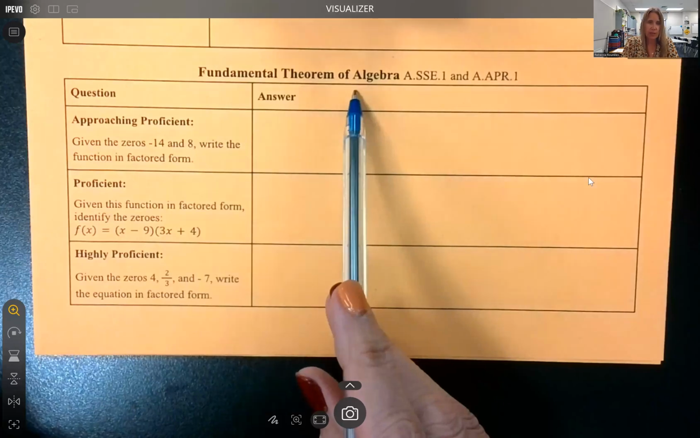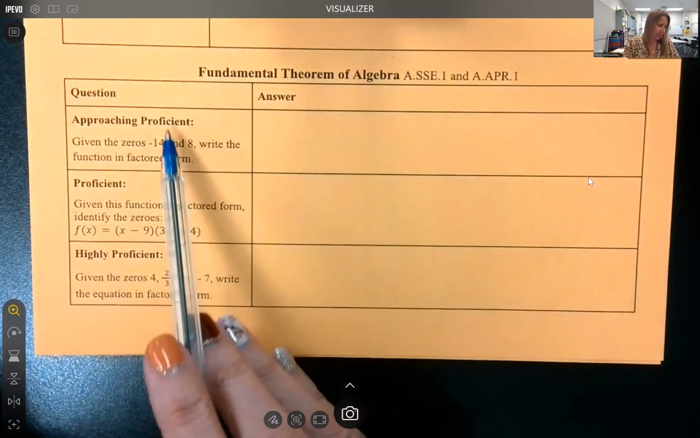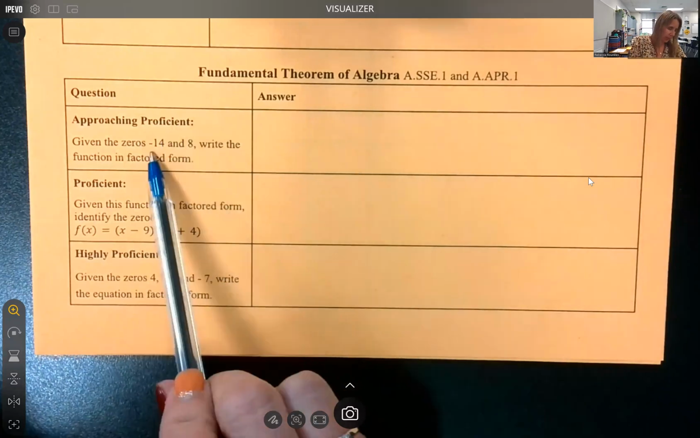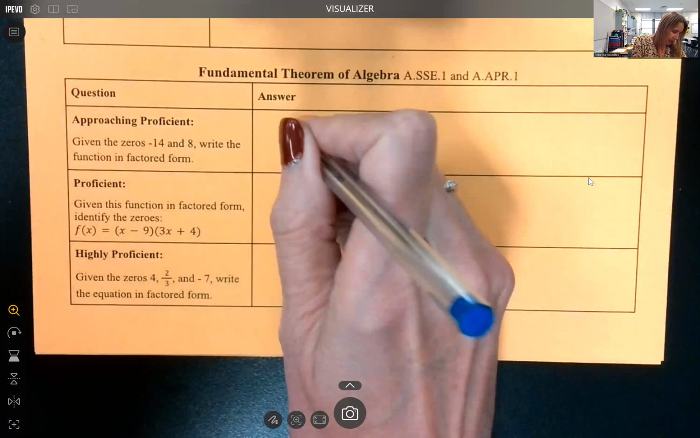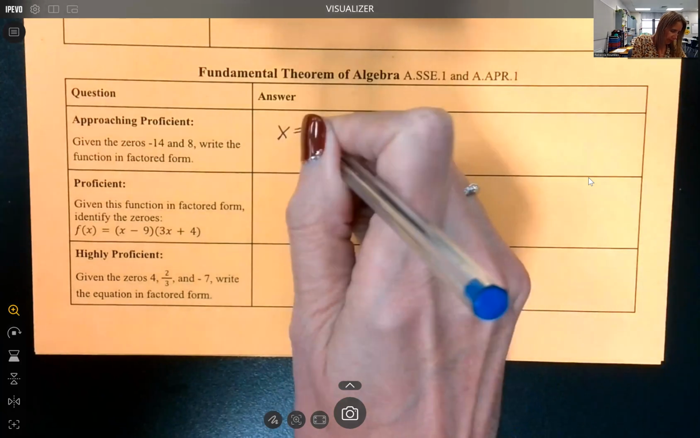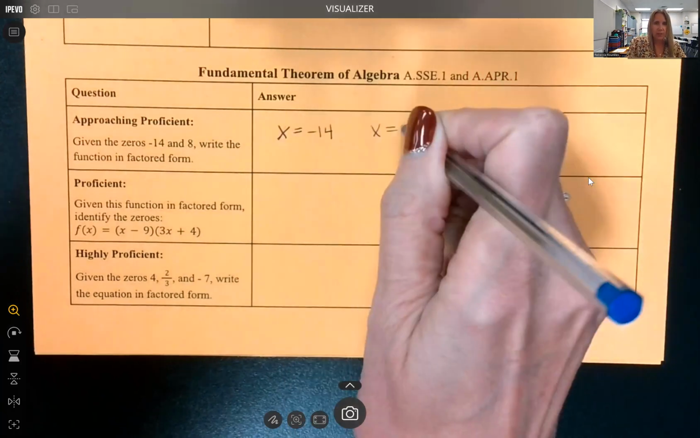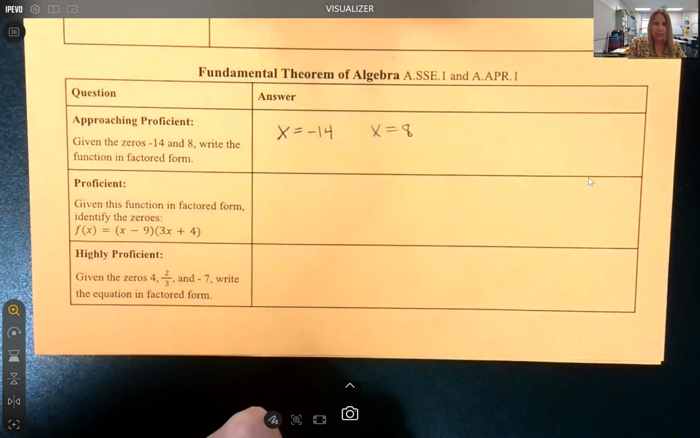Okay, so we start off doing the fundamental theorem of algebra, and the approaching proficient says we are given specific zeros. So when you are given specific zeros, what you want to start doing is writing x equals for each zero. Okay, so x equals -14 and x equals 8.